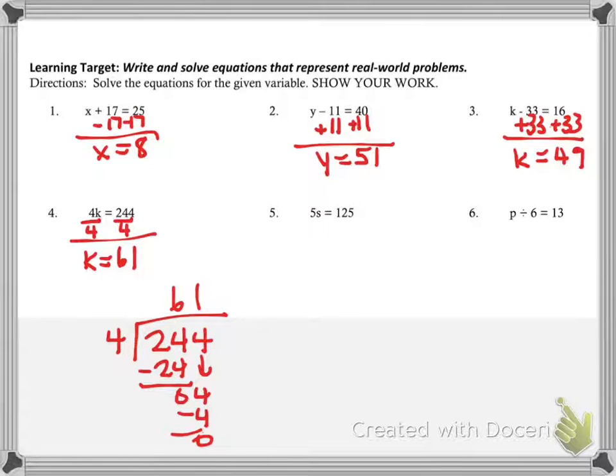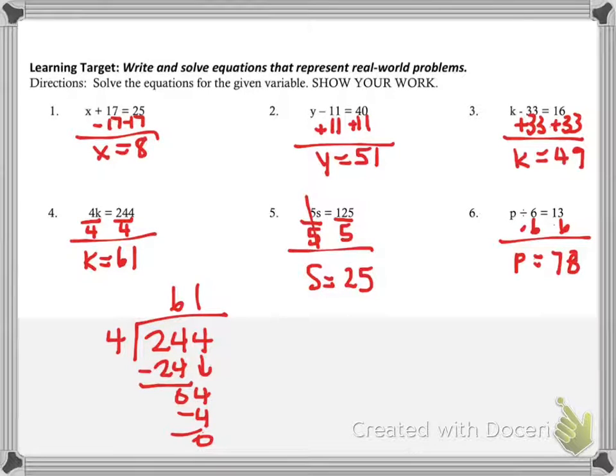Just do the division. Okay, number 5, multiplication is happening, so I'm going to undo that with division. Whatever I do to one side, I have to do to the other side. And the 5's cancel here, and I get S equals 125 divided by 5 is 25. So there's number 5. And lastly, number 6, I'm going to do it the way it shows now. I will also show you another way that will look familiar because we've talked a lot about these. P divided by 6, I'm going to undo division with multiplication. So whatever I do to one side, I have to do to the other side. I get P equals 13 times 6 is 78.